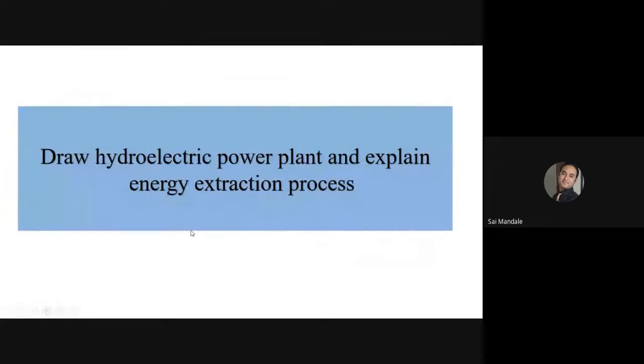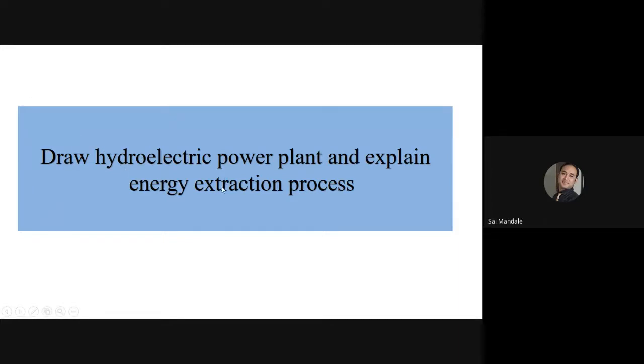So the question behind the point is: draw a hydroelectric power plant and explain the energy extraction process. In short, you have to write down the hydroelectric power plant. What are the different points we have already covered regarding this? What is hydro energy? Hydro energy is the energy coming from the water. The water is stored somewhere, it has potential energy, which is converted into something and then utilized for the development of electricity. But the energy coming out from the water is hydro energy.